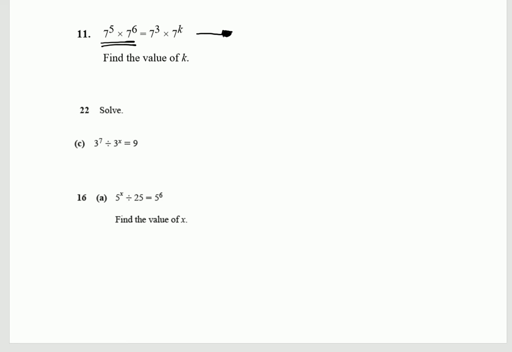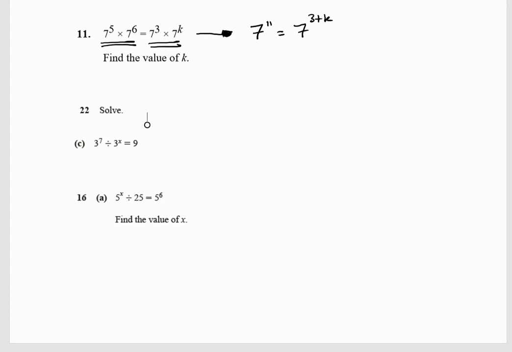If I multiply the 7's, I add their powers. This is 7 to the power of 5 plus 6, 7 to the power of 11. Now if I multiply these 7's, I also add their powers. And don't be put off because one of them is a letter. 7 to the 3 plus k. Remember, multiplying the 7's doesn't mean I have to do 7 times 7, because they have powers, it just means I have to add their powers, like we discussed before.